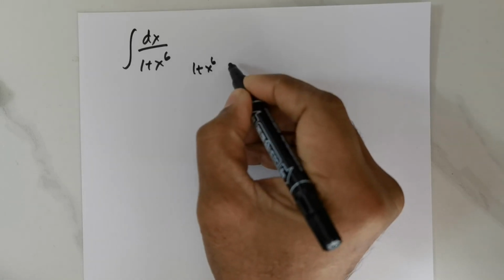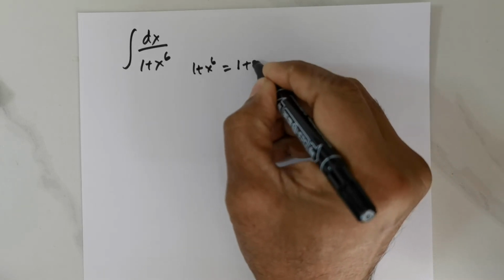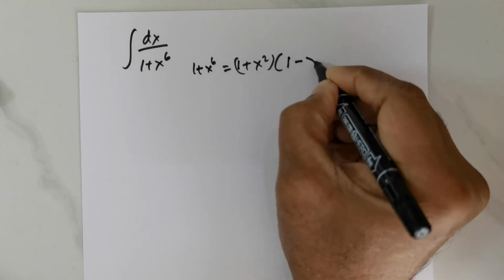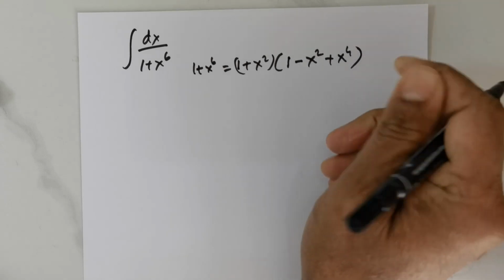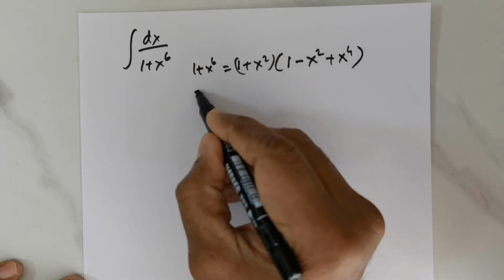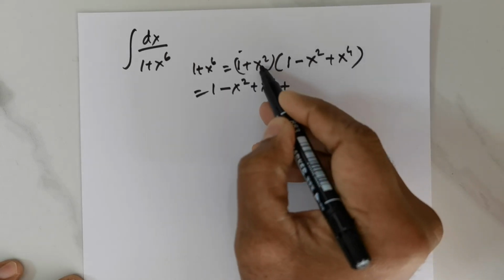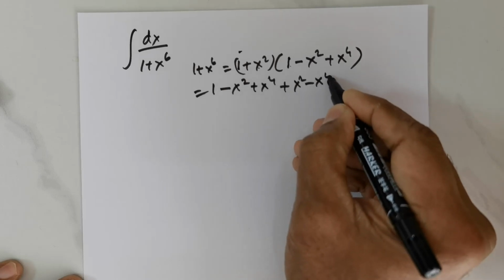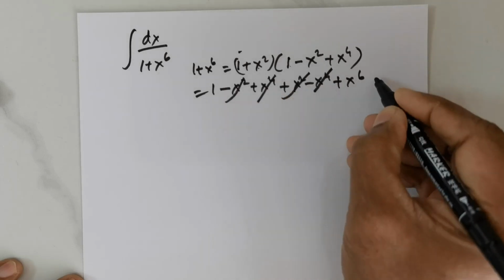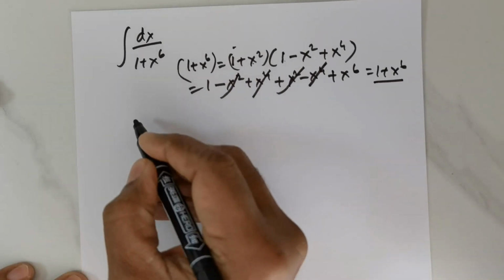Now, there is an expansion related with 1 + x^6, which is written as follows: (1 + x^2)(1 - x^2 + x^4). So, if you were to multiply this, you would get 1 + x^6. Let me show you: 1 multiplied with the entire thing would give me 1 - x^2 + x^4, followed by x^2 multiplied with 1, with -x^2, and with x^4. So negative, positive, positive, negative goes away, giving you 1 + x^6. So that is the equivalent expansion for 1 + x^6.